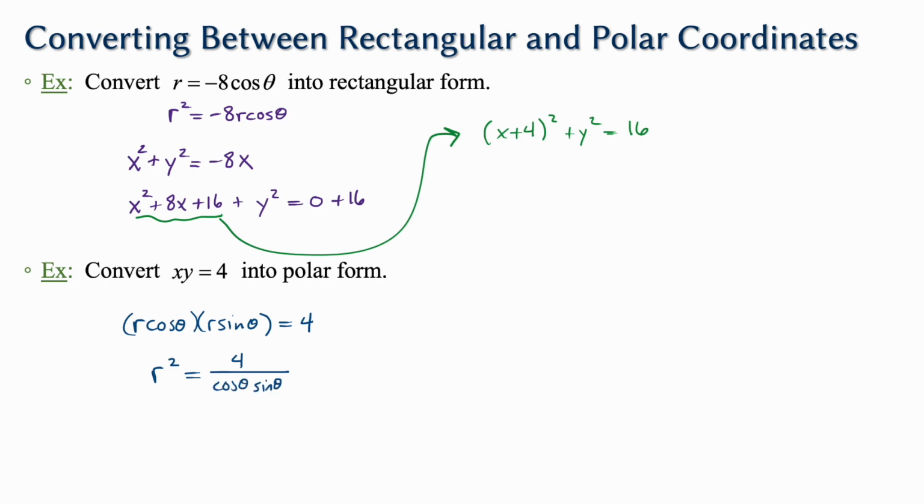Now, I think this is fine to stop. However, if you'd like, you clearly could also express this as r squared equals 4 secant theta cosecant theta, but it really doesn't matter. I think just solving, getting r relatively by itself is a little more common practice with polar equations.